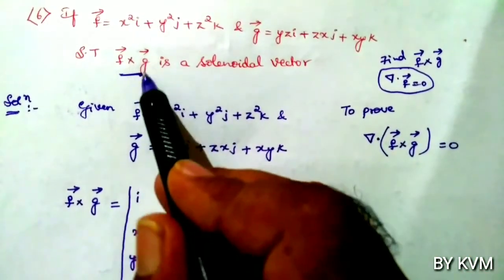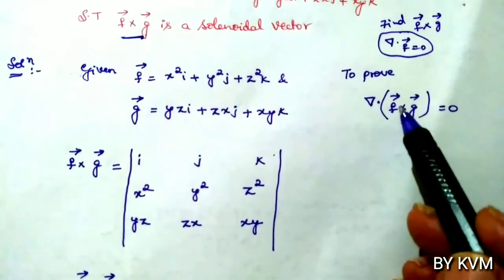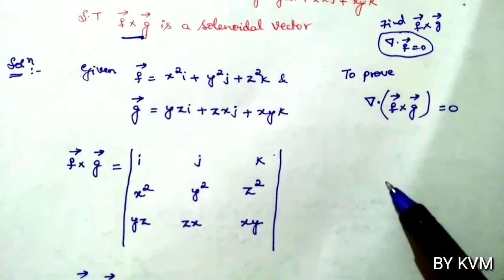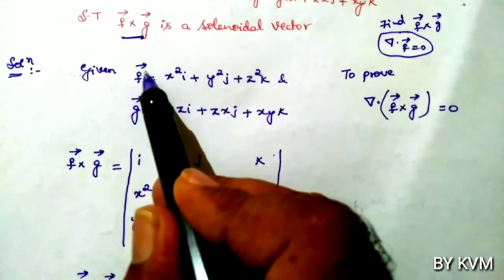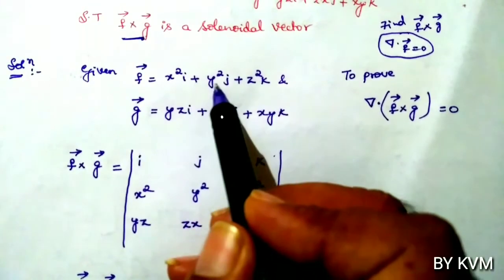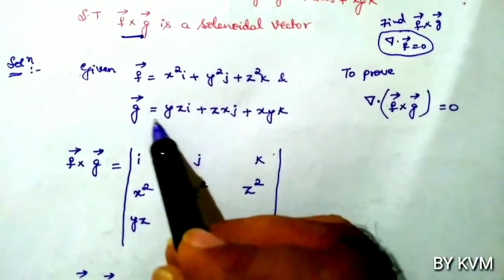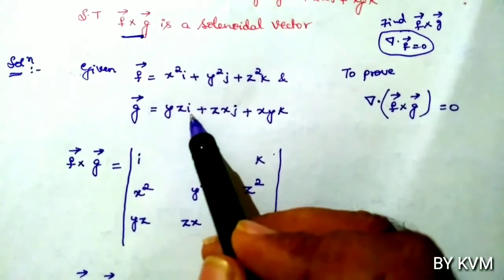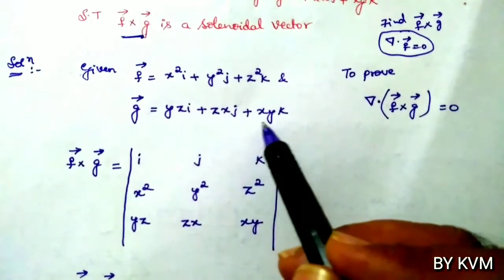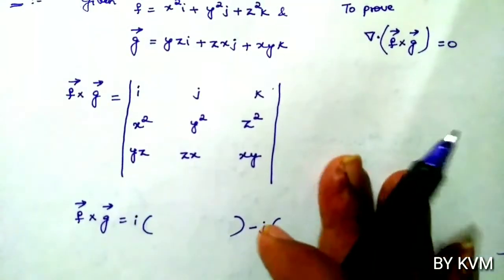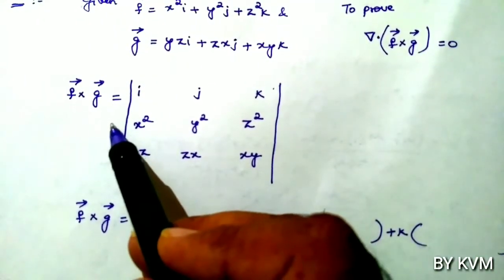So vector f cross vector g is solenoidal means del dot (vector f cross vector g) is equal to 0. Now given vector f is x² i + y² j + z² k, and given vector g is yz i + zx j + xy k. Now we know how to find the cross product of these two vectors.